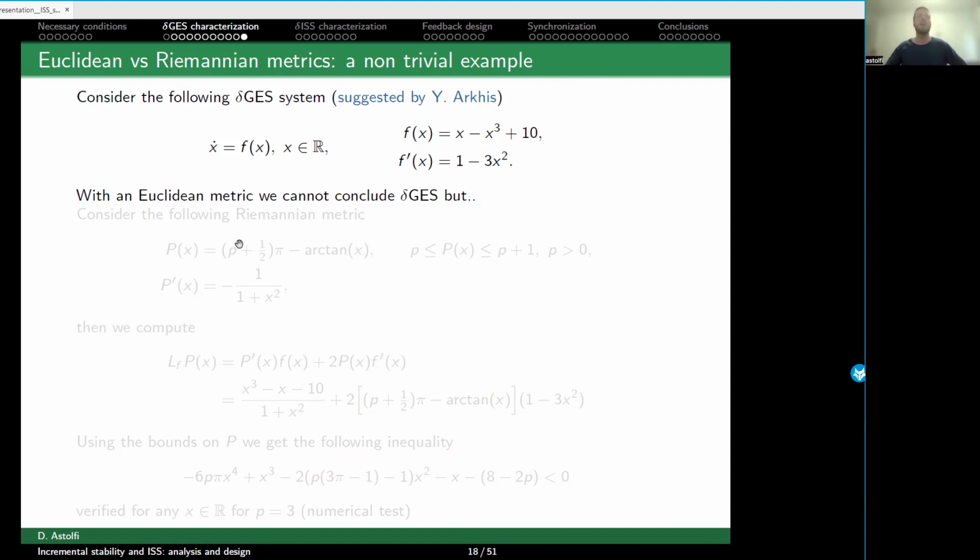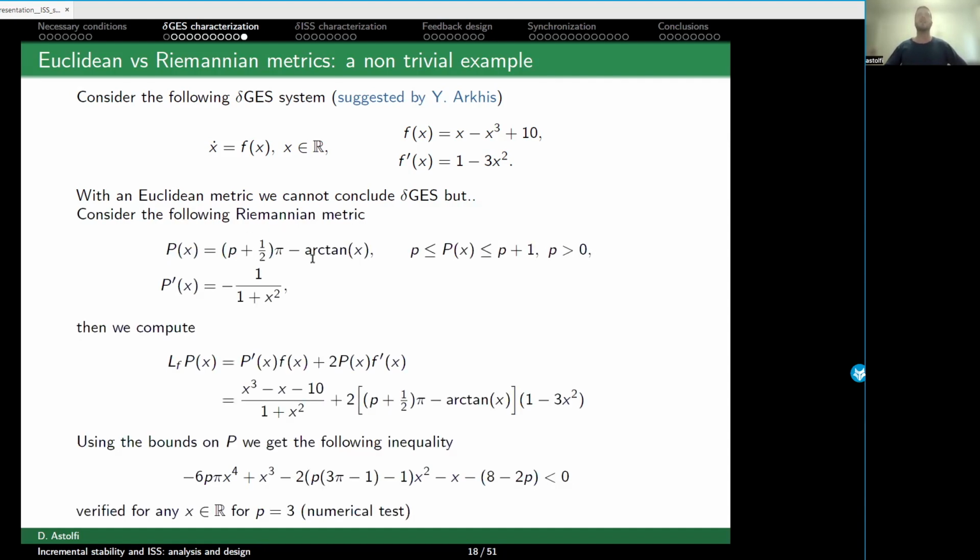However, if we pick a Riemannian metric defined as follows, so we take a constant term, P, that we have to choose, and then we have minus arctangent. So basically this function is something that when you go to minus infinity is constant, then around the origin it decreases, and then again it is constant. So this function P is uniformly bounded by P and P plus 1 by construction, and its derivative is minus 1 over 1 plus x squared.